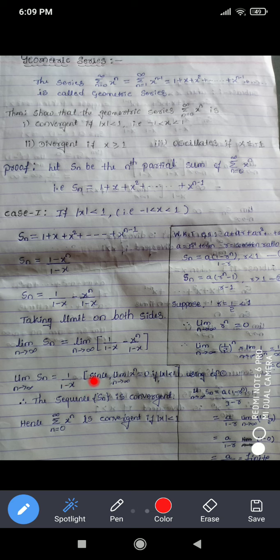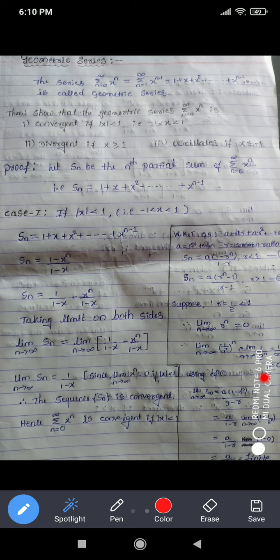Okay, this value is finite. So how is it 0 if the x value is less than 1? I will give one example. Suppose I am taking x is equal to 1 by 2. Here I am taking r because the series is a plus ar and so on. Suppose we take x is equal to 1 by 2. So 1 by 2 is less than 1. Now limit n tends to infinity of r raised to n is equal to 0. Then 1 by 2 to the power n, applying the limit, is 1 by 2 raised to n.